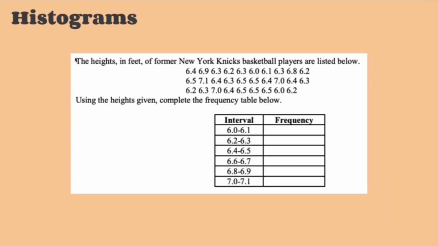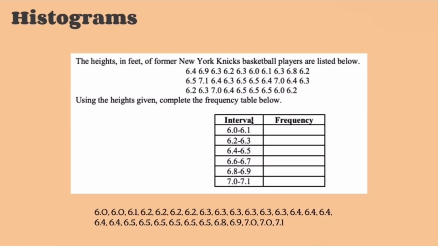Here we're given the heights in feet of former New York Knicks basketball players. So these are our data values, and using the heights given, complete the frequency table below. Here they gave us the intervals, so that's one step done, but our data values are not in order. We need them to be in order so that we can complete the intervals. So let's put them in order.